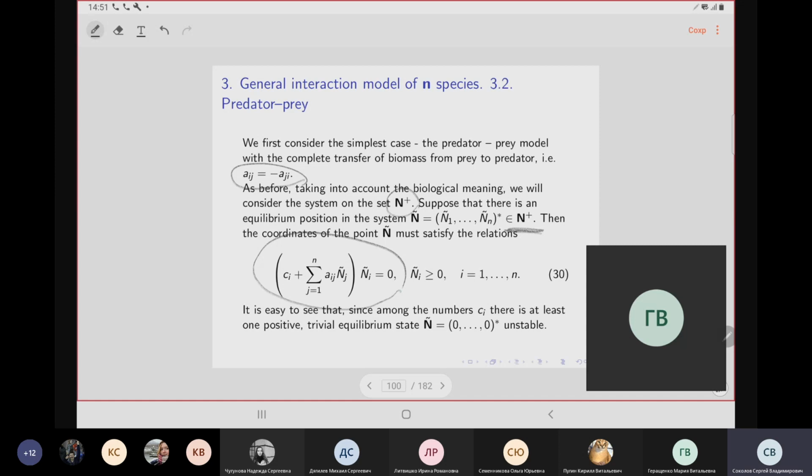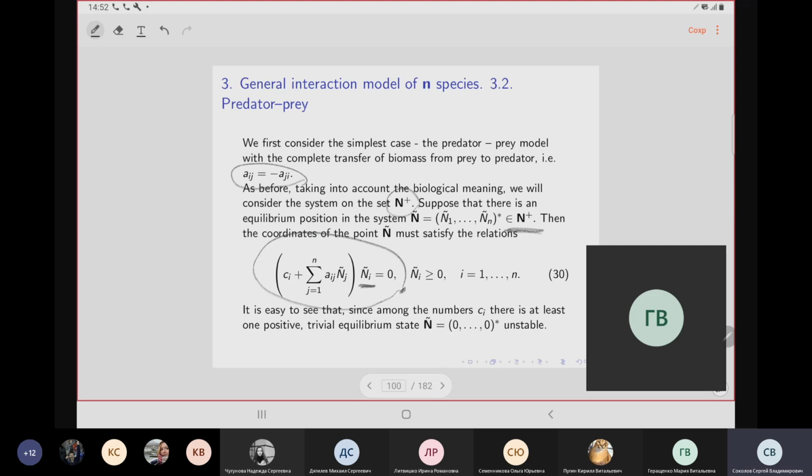We see that there is a trivial solution in our system. It always exists. And since among the numbers Ci there is at least one positive, then the trivial equilibrium solution will be unstable. So the linear approximation matrix will have one positive eigenvalue. So from equation 30, the sum of the Ni will be equal to 0, and some of them will be positive.